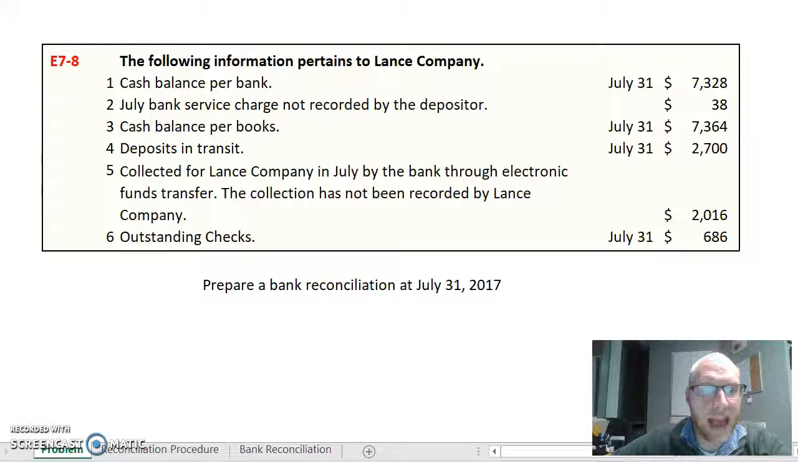This is example 8a from the Financial Accounting Tools for Business Decision book. We're going to be going through this problem step by step so you can understand what is going on. The problem is as follows.